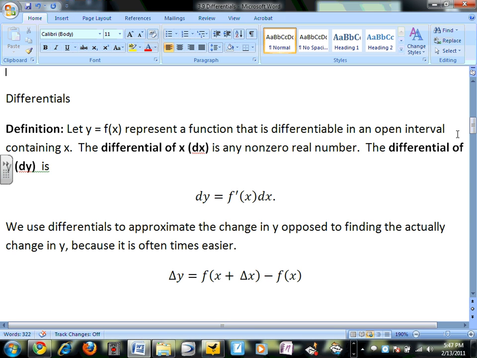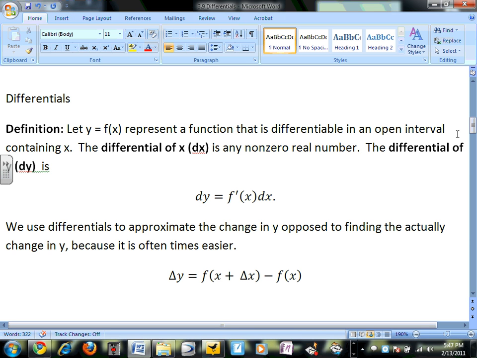All right, the definition is let y equal f of x, some function that is differentiable in an open interval containing x. The differential of x, which is called dx, is any non-zero real number. So basically they're talking about the change of x. The differential of y is dy equals the derivative with respect to x times dx. This goes back to earlier when we were doing implicit differentiation.